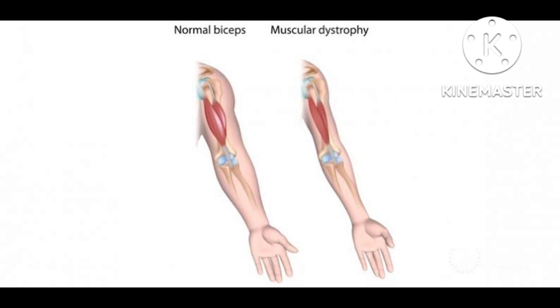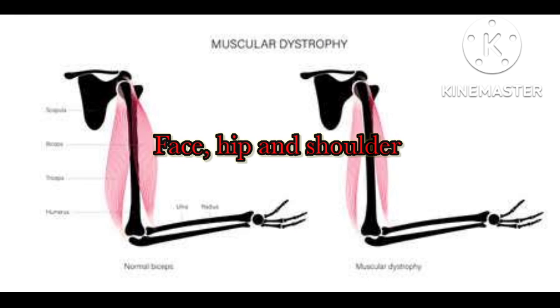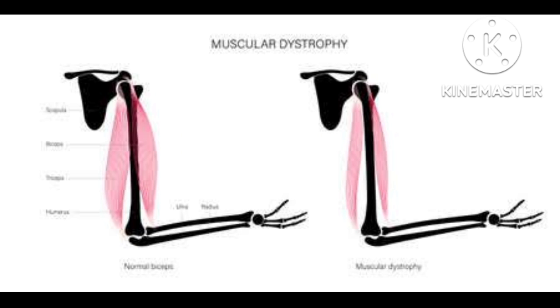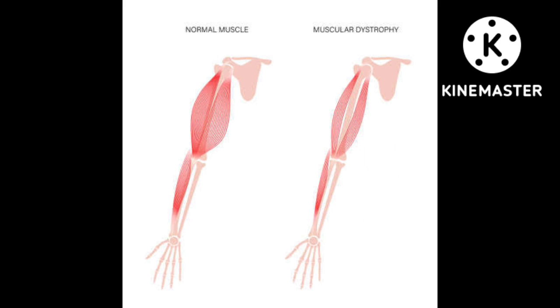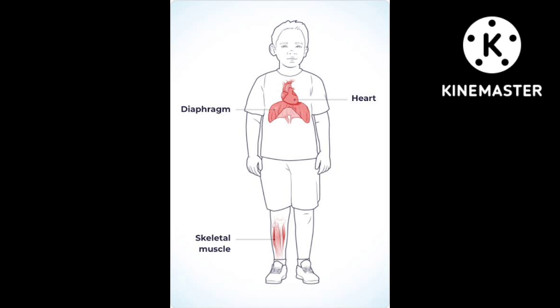The second one is facioscapulohumeral. Muscle weakness typically begins in the face, hip, and shoulders. The shoulder blades might stick out like wings when arms are raised. Onset usually occurs in the teenage years but can begin in childhood or as late as 50.